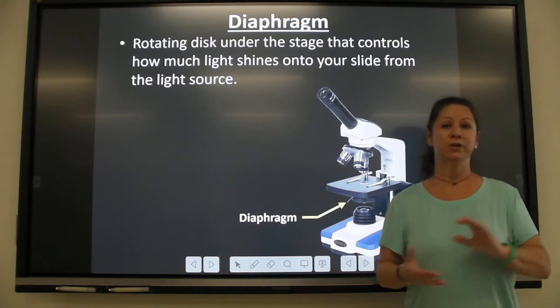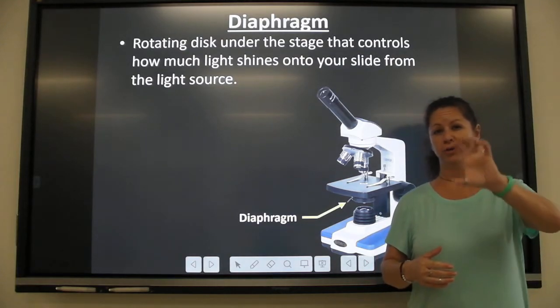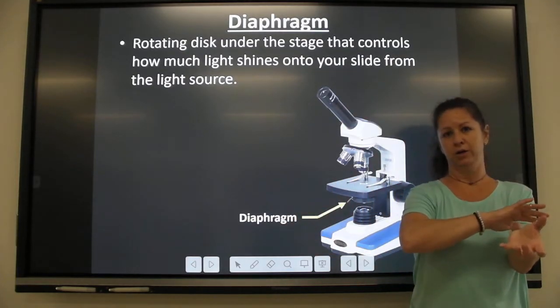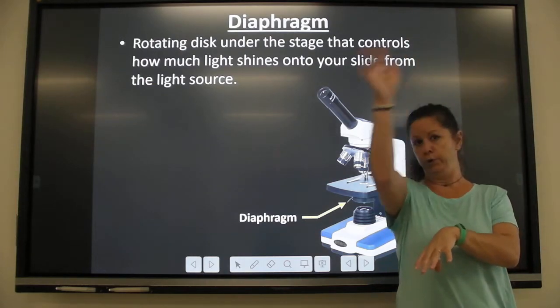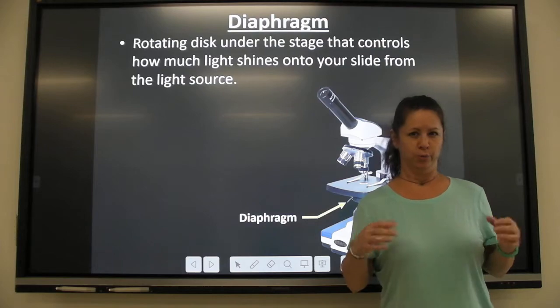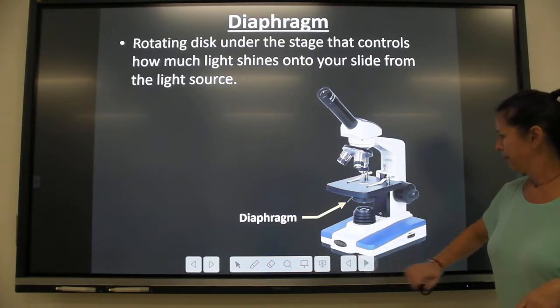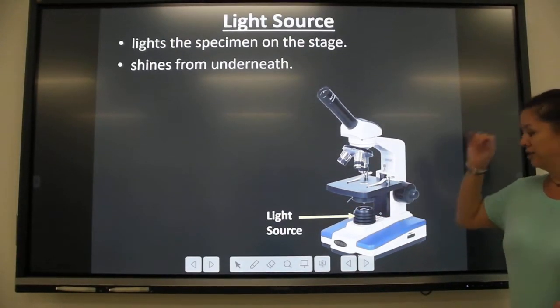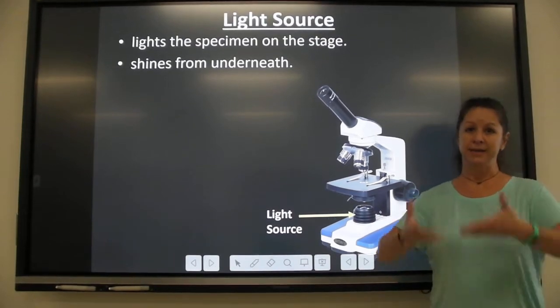If you have a dimmer switch on any of your lights at home, you know, you turn it and it makes the room dim, and you turn it the other way and it makes the room bright. That's how the diaphragm works for your microscope. It's a dimmer switch. All right, the light source, of course, is what lights up your specimen.